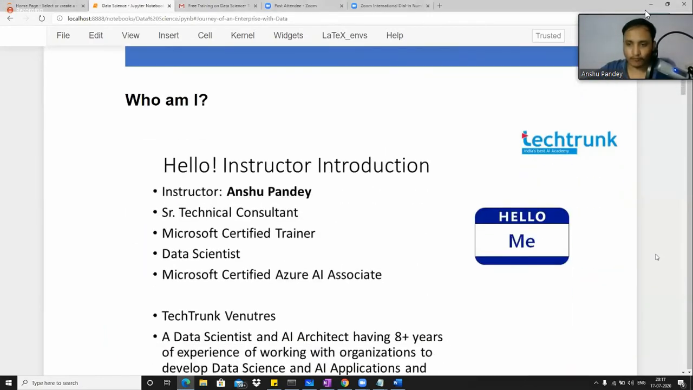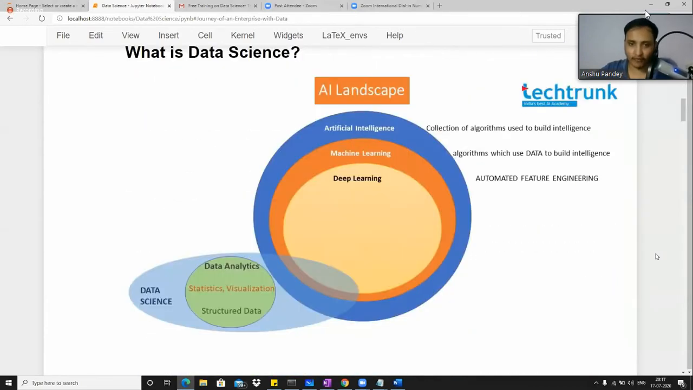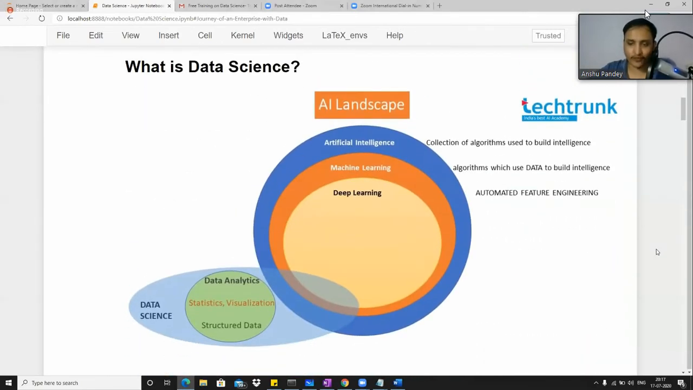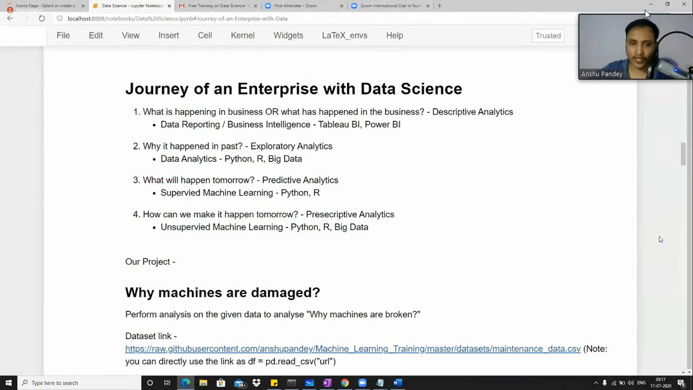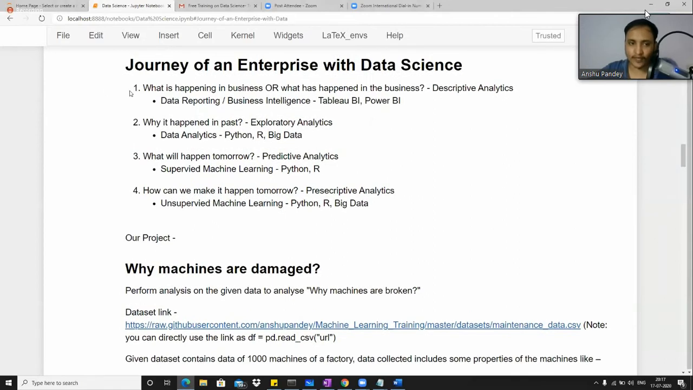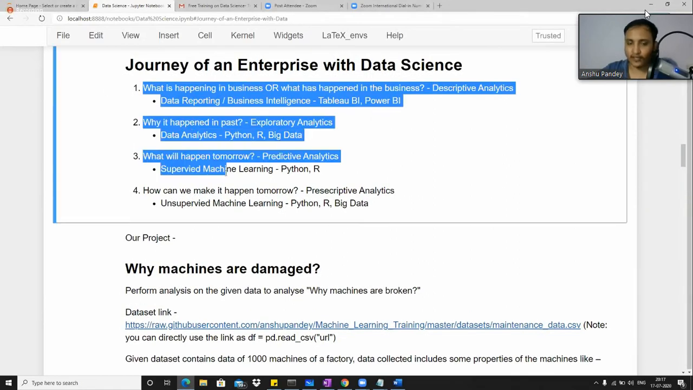We discussed who I am, and we started with the idea of what is data science. This is day 2 of the workshop on data science. We discussed programming languages, and mainly we spent good time on understanding the journey of an enterprise, what should be an ideal journey of an enterprise with data science.